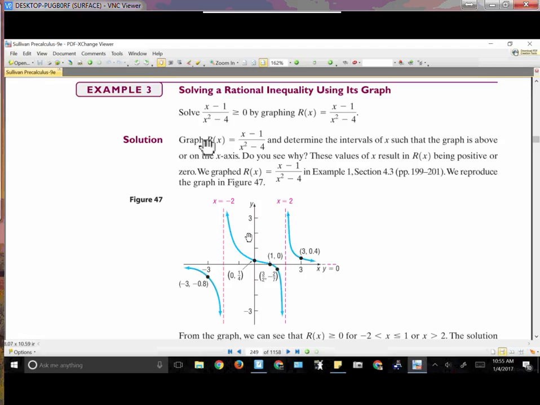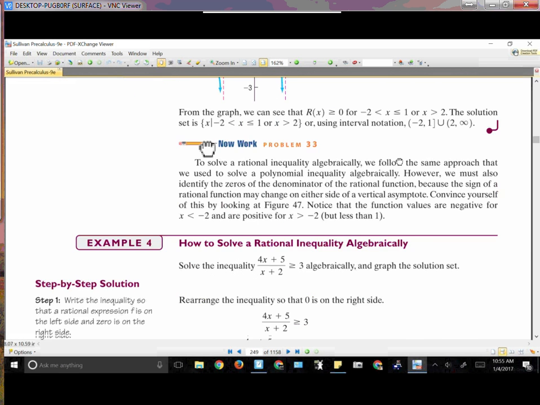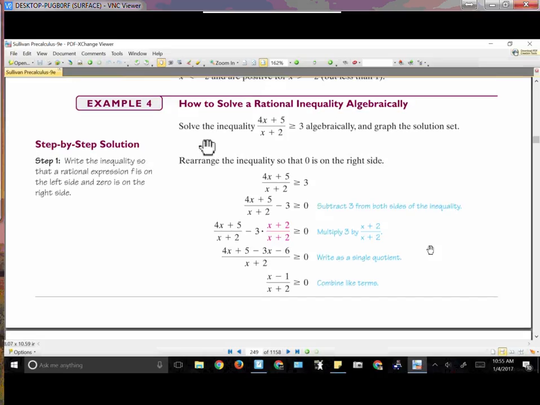Which way is it going? Again, the points will give you an idea. Is it a plot? So, how do I solve that algebraically? Set it equal to 0.